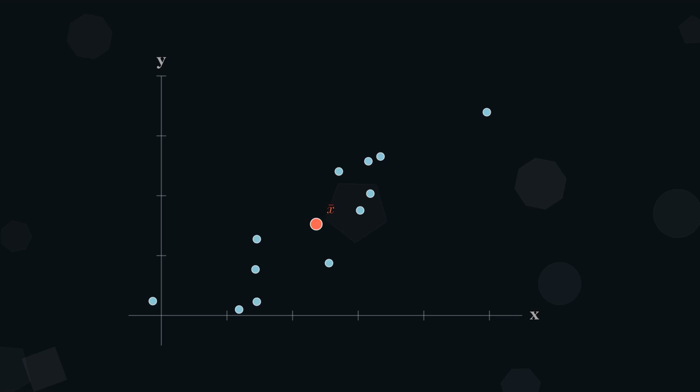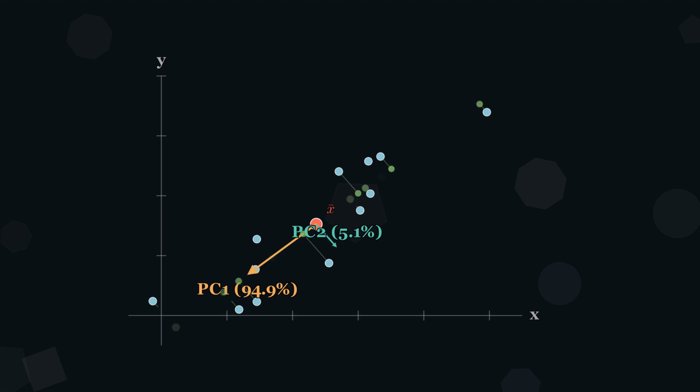First, find the center, the mean of all points. Now, the direction of maximum spread. This is PC1, the first principal component. It captures 94.9% of the total variance. PC2 is perpendicular to PC1. It captures just 5.1%. Almost all the information lies along a single direction.